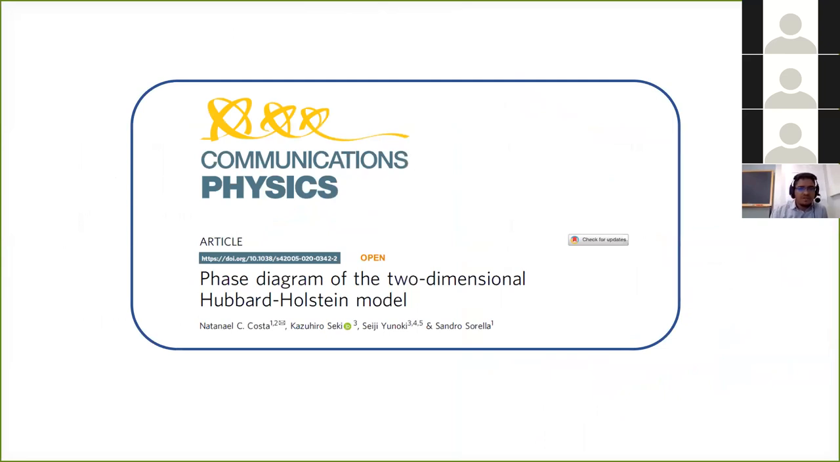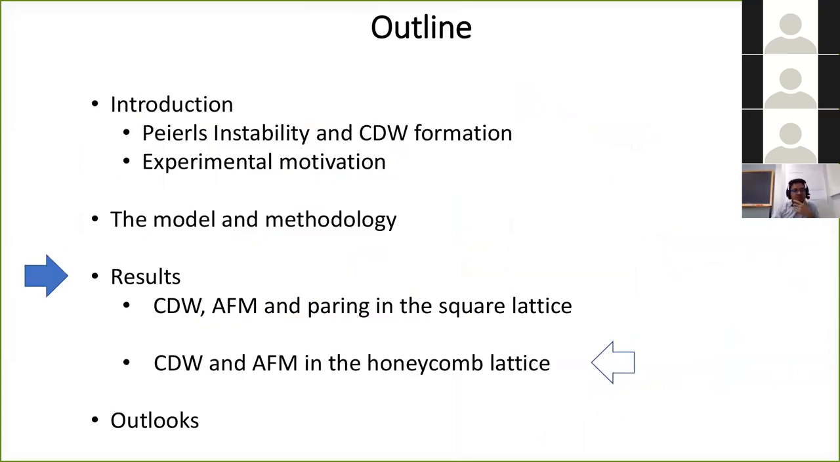So this paper is now published in Nature Communications Physics. You can see the details there. And then let's move on and present my results for the honeycomb lattice.